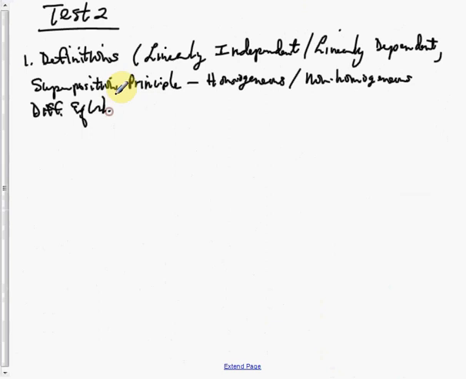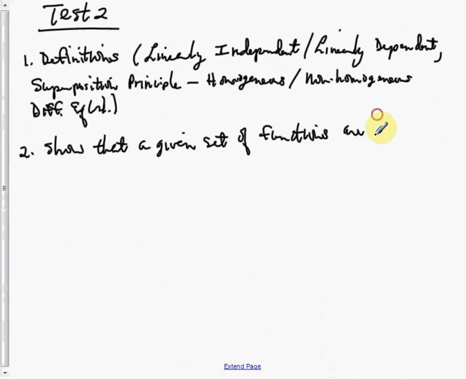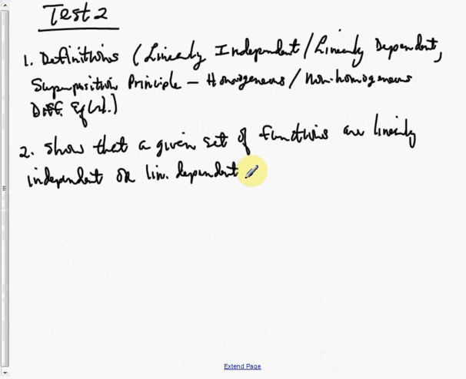Number two, you want to be able to show whether or not a group of functions are linearly independent or dependent. Show that a given set of functions are linearly independent or linearly dependent. You can show that either by the Wronskian, and it'll be your choice in that, or by determining the coefficients.